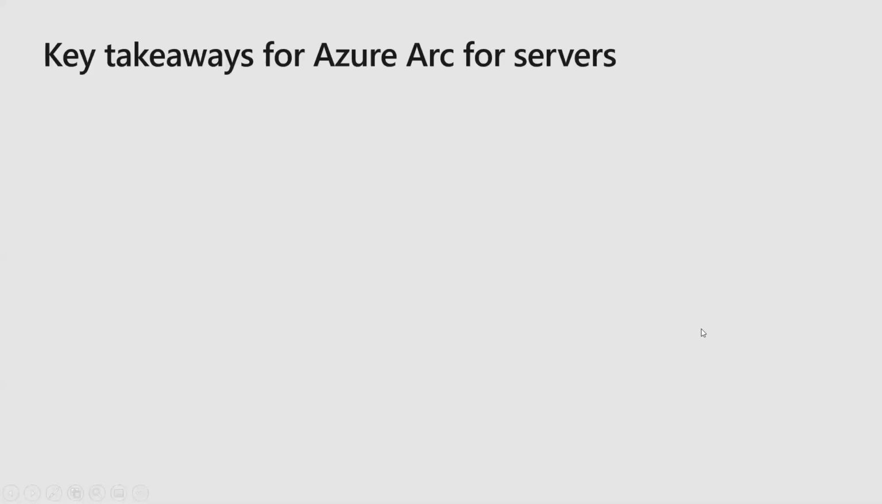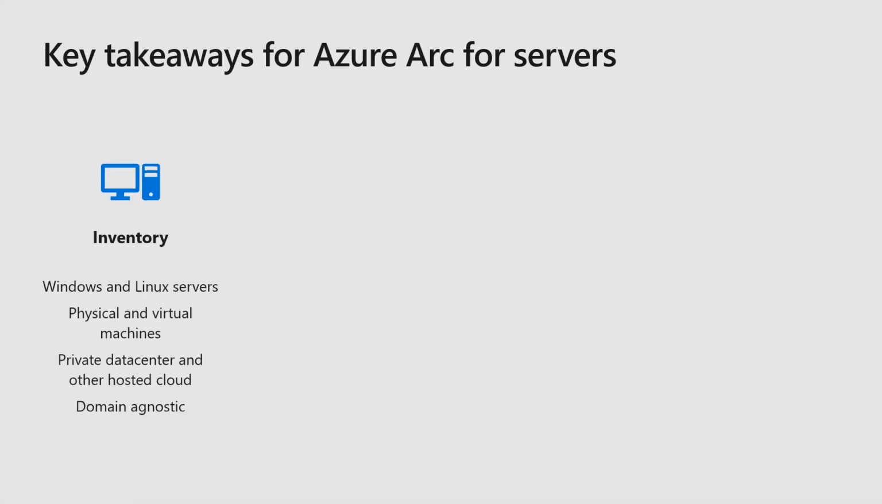So let me quickly give you a quick overview of the takeaways of what I just showed you. Again, I showed you mostly the Azure Arc enabled servers part. However, you can think that this works similarly for all the services, like Azure Arc enabled Kubernetes clusters, or Azure Arc enabled Data Services, and so on. So first of all, we obviously get an inventory for Windows and Linux machines, physical and virtual machines, running in your own private data center or at another cloud provider or at the edge, in your retail store, in your factory, wherever it's running, completely domain agnostic.